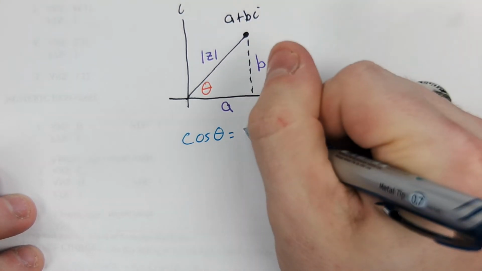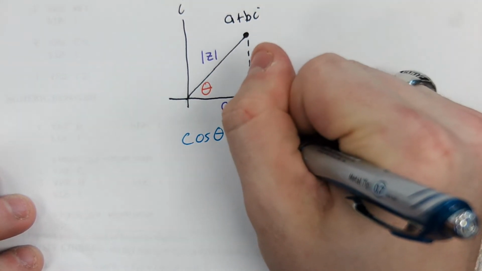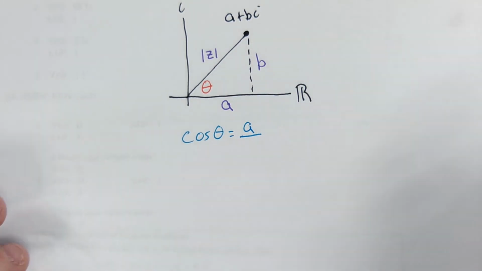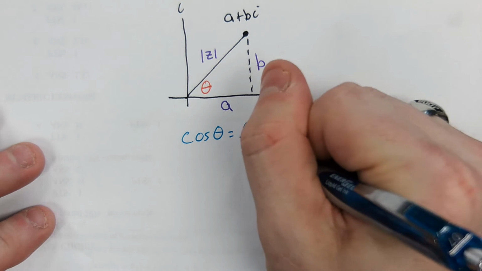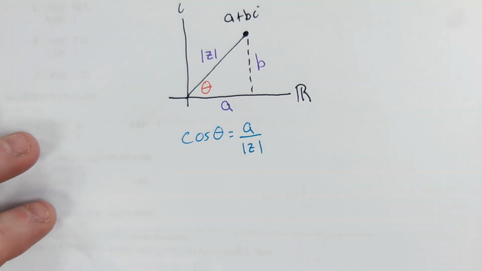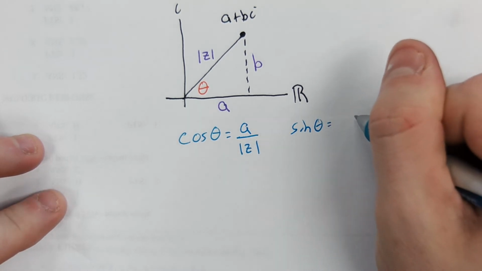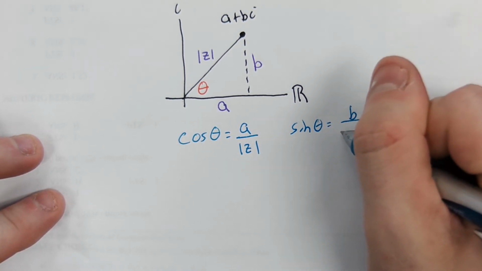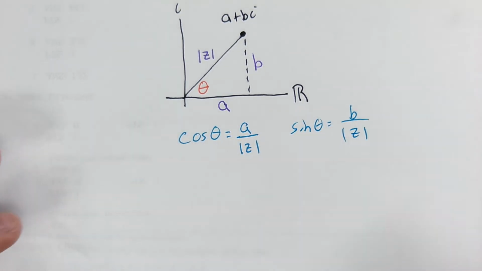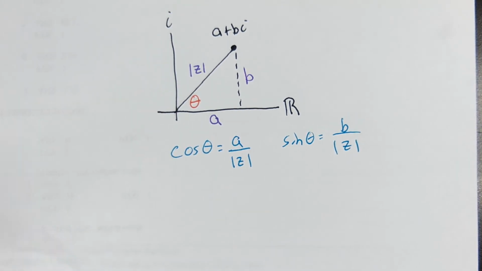is a over technically mod z, and sine of theta is b over mod z. Notice I'm not including i. That's because i is not holding value here, it's giving you directions. I told you, come off the real number system.